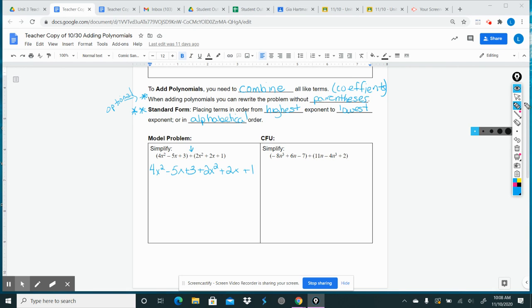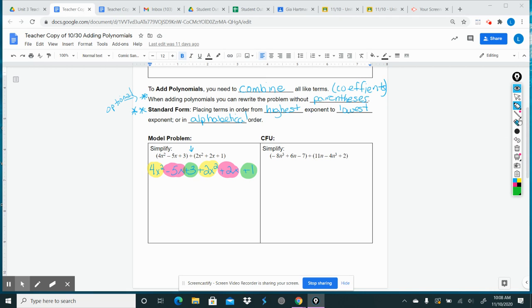All right, now I'm going to go over to my highlighter. You want to start combining like terms. So that means you're going to look for terms that have the same exponent, since we have same variable with same exponents. So we have 4x squared. We also have another x squared. We have a negative 5x and a positive 2x. And notice what I'm doing with the coefficients. I'm including the sign in front of that number. That's very important. And then finally, we have a positive 3 and a positive 1.